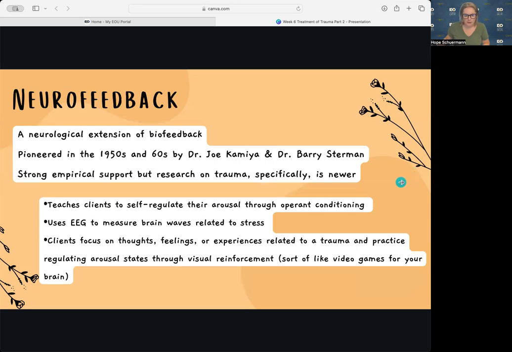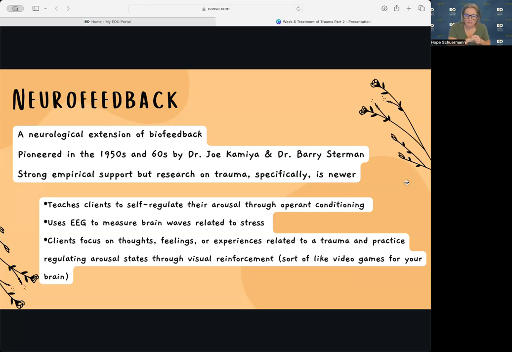All right, neurofeedback you already learned about in your book, so I'm not going to say too much about it, but it is the neurological extension of biofeedback. It's been around for a long time, probably longer than the previous two techniques that we talked about. It does teach clients to self-regulate their arousal through operant conditioning. It's essentially trying to get your brain to work at the optimal level. And when it does that, it reinforces it.